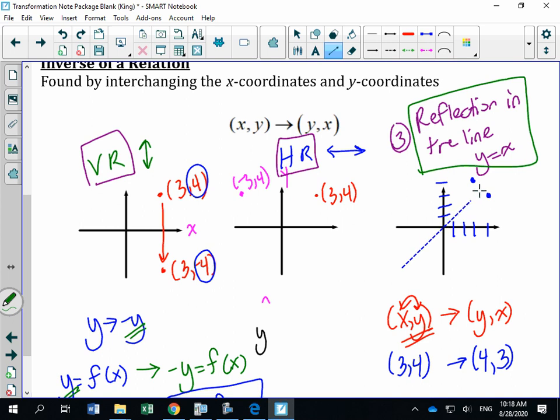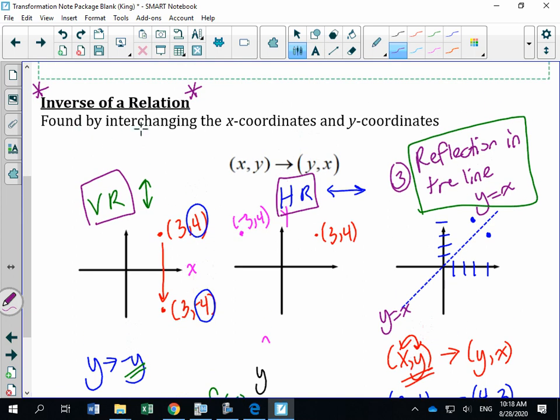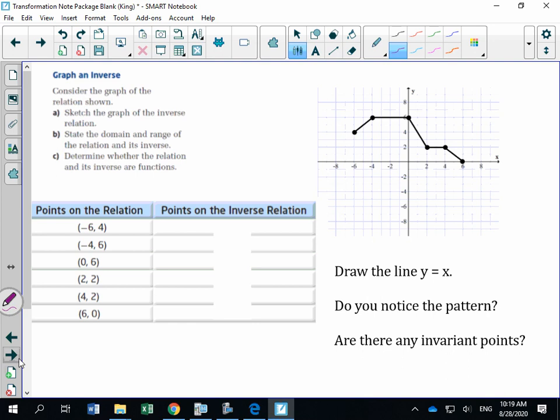So this line here is the line y is equal to x. And this coordinate here, which was 3 comma 4, is reflected in this line y is equal to x. These two are mirror images of each other in this reflection mirror line here. So this is how we're going to find the inverse of what's called a relation, and we do that by interchanging our x coordinates and our y coordinates. So let's look at an example.